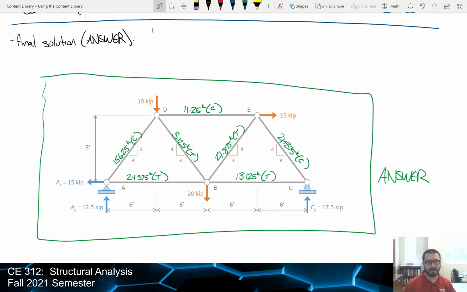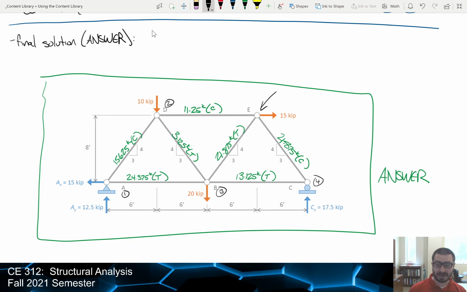Now, one thing I want to summarize before we finish this video is the joints that we analyzed. We started off with joint A, then we did joint D, then joint B, then joint C. If you notice, there was one joint we didn't do, and that was joint E. We actually didn't need to solve that joint to solve the entire structure. And more often than not, you don't need to solve every joint in the truss in order to solve the truss.